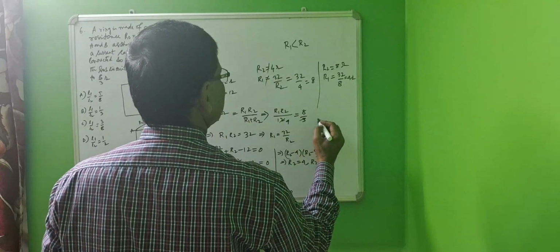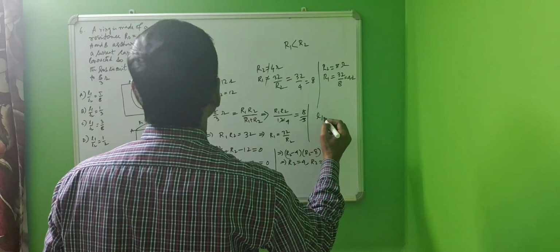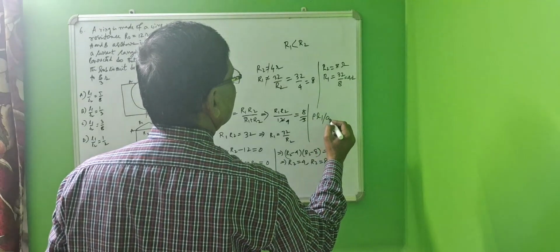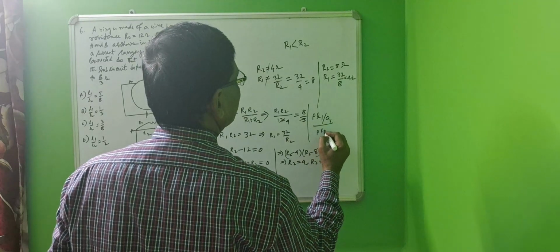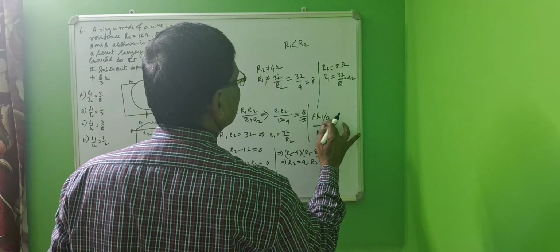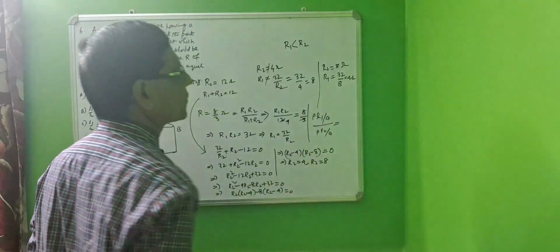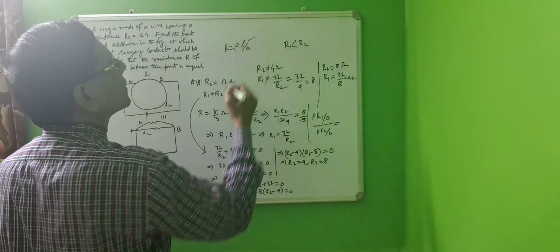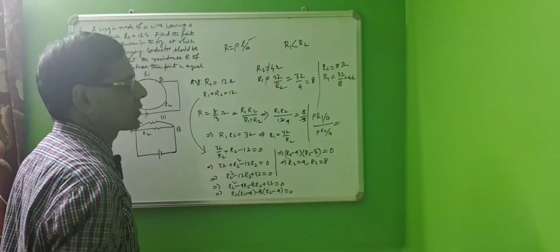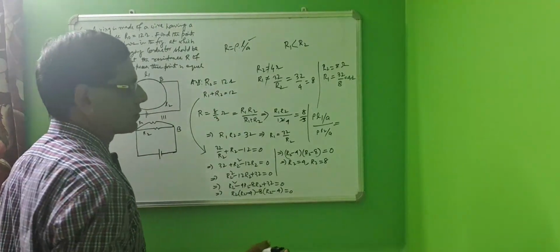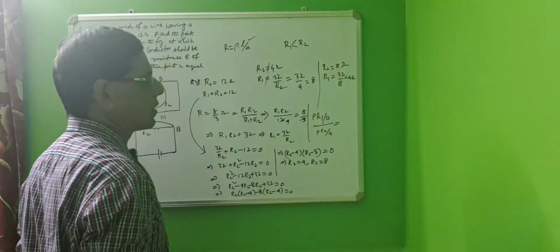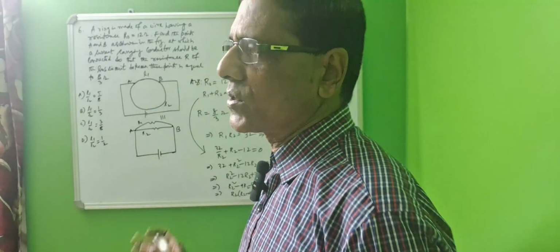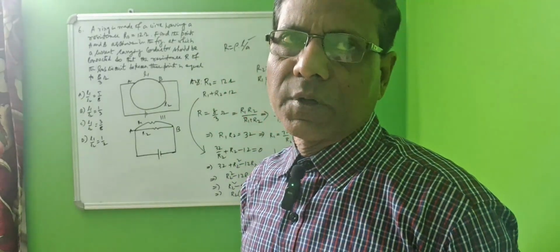Now rho L1 upon A divided by rho L2 upon A, where R equals rho into L upon A, where L is the length of the wire, A is the area of cross section and rho is the resistivity. We know it. So this is not for discussion. This is a joint class, an upper class of class 12. So these are not to be explained because we know it.